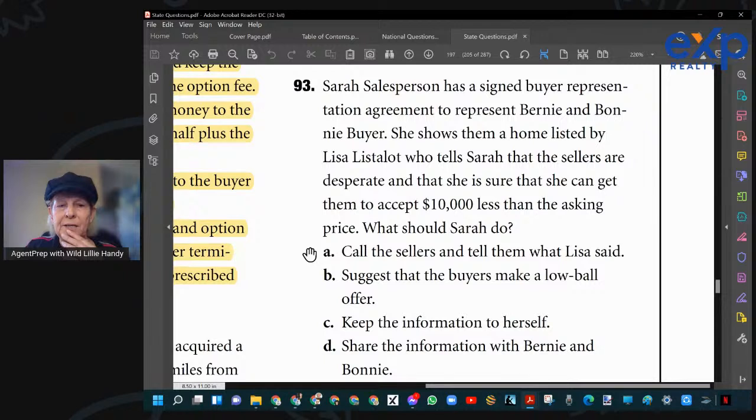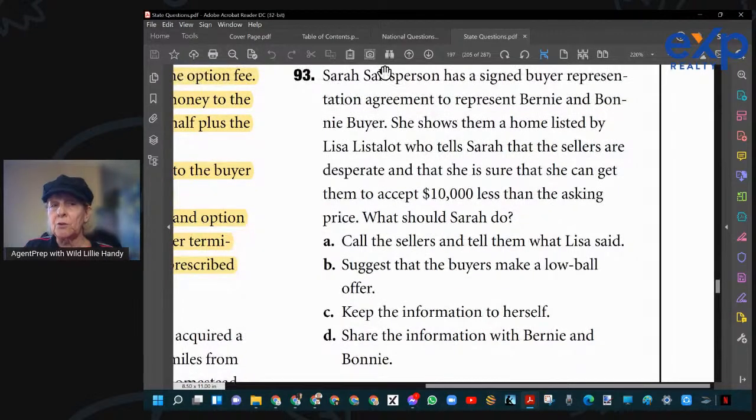All right, number 93. Sarah, salesperson, has signed a buyer representation agreement to represent Bernie and Bonnie, buyers. Okay. So there's an agency representation. She shows them a home listed by Lisa List a Lot, who tells Sarah that the sellers are desperate and that she is sure that she can get them to accept $10,000 less than the asking price. What should Sarah do? Okay, so Sarah represents the buyer, List a Lot represents the seller. So what should Sarah do when she learns that the seller is willing to take $10,000 less?